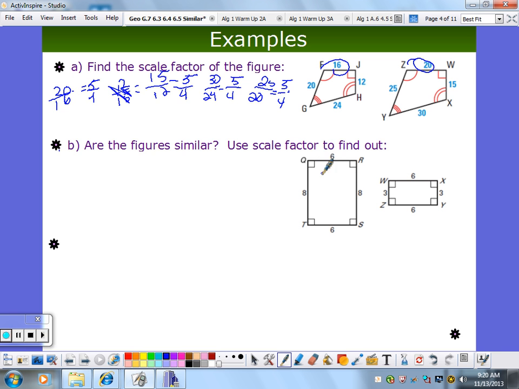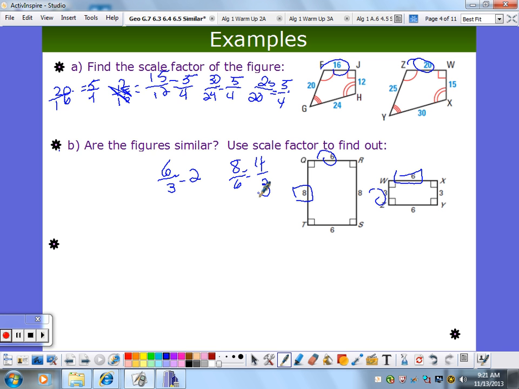It certainly looks like somebody's rotated, because 6 and 6, that doesn't make sense to match those up, does it? Where's the corresponding side to say QR? Probably this guy, right? So let's see, that's 6 to 3, which is 2, and that's using these two. Now let's look at the other one. I've got 8 to 6, which is 4 to 3.